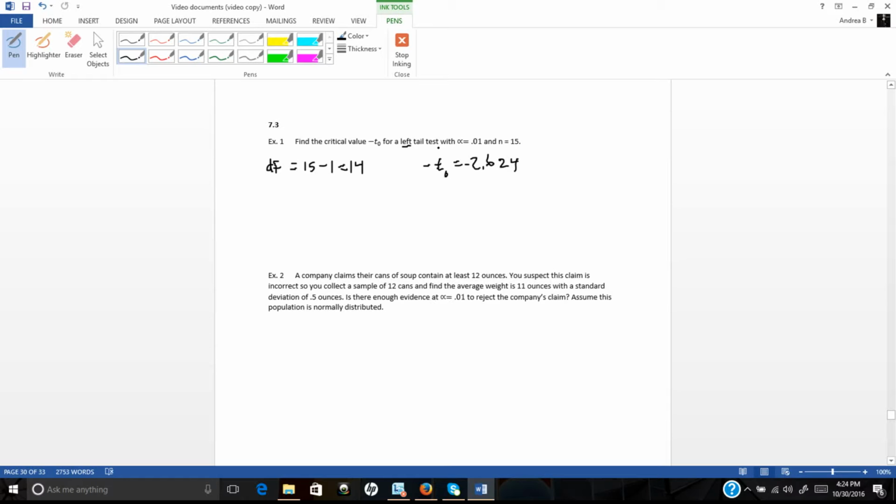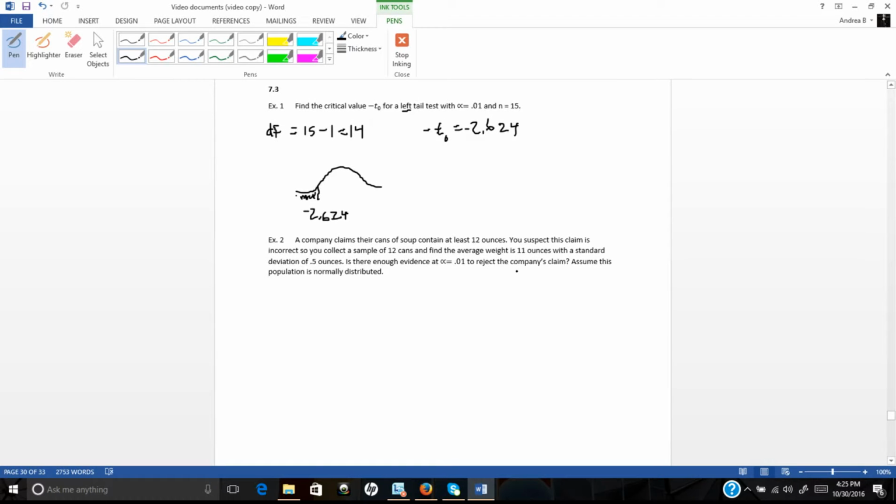So that's the idea for that type. It's just going through and setting that up. If it helps, you could also sketch it out: if you're dealing with a left tail, you're dealing with the left-hand side, and your value here is negative 2.624. That's a way to visually see that as well. And in example 2 here, we're going through a word problem related to this sort of thing. Just something to keep in mind as you're going through this.